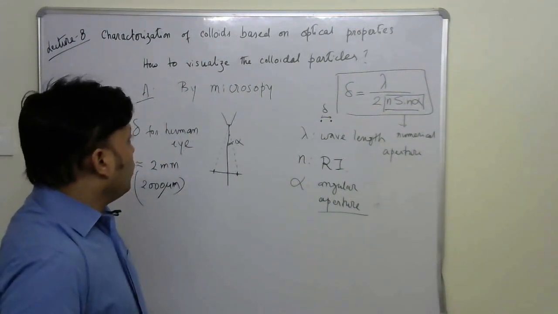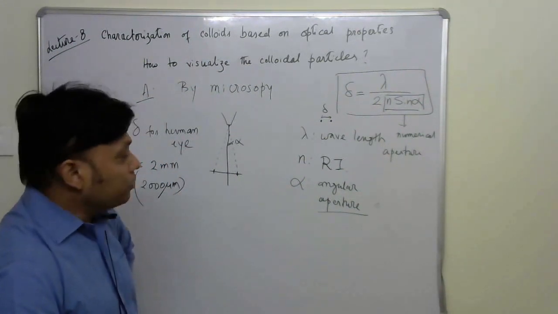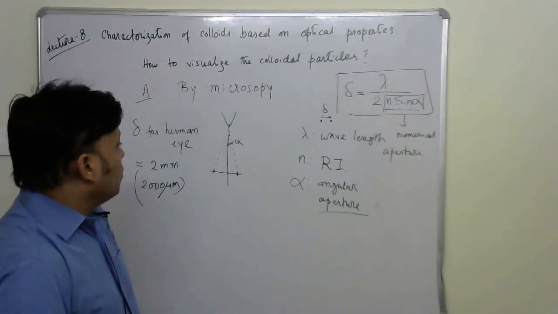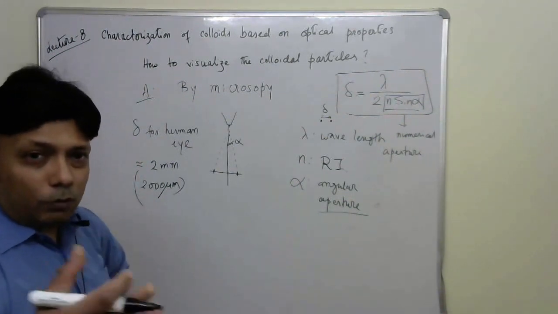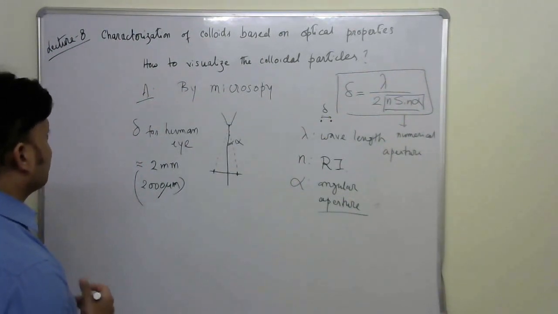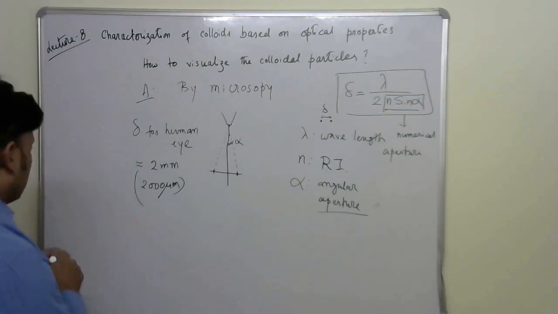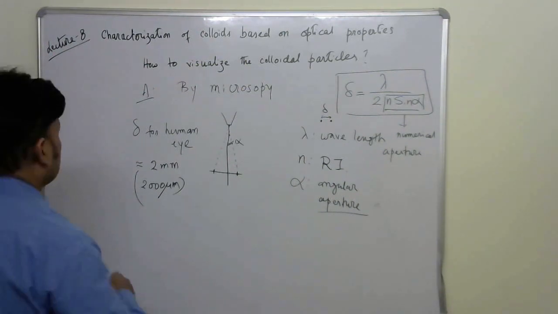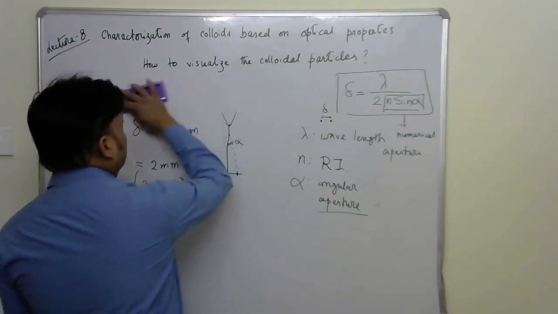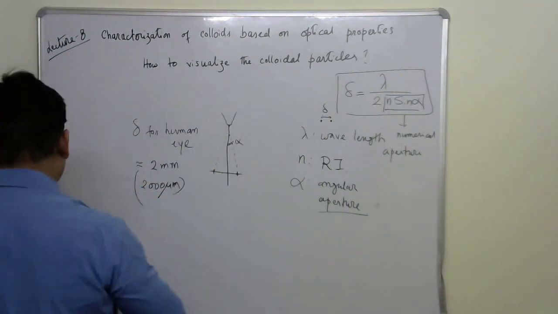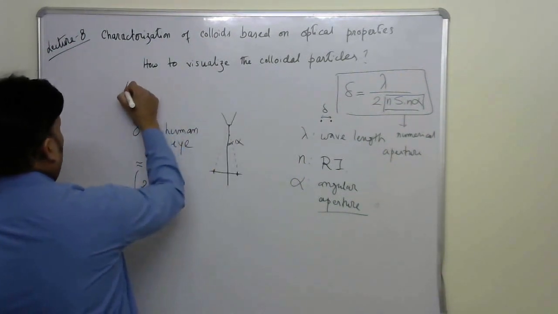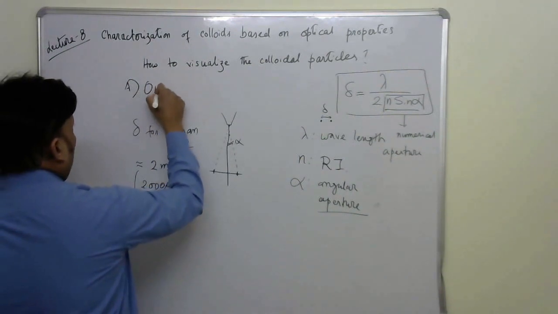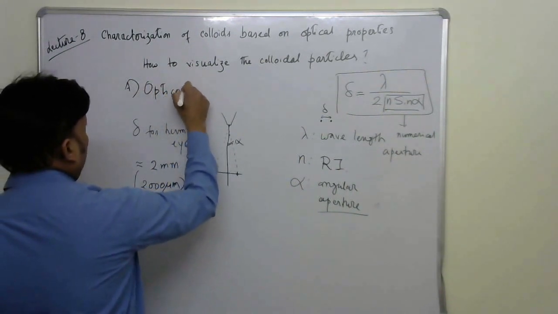Therefore, we need a microscope to see smaller objects. So what kind of microscope would we start with? Let's start with our first microscopic technique, that is, optical microscopy.